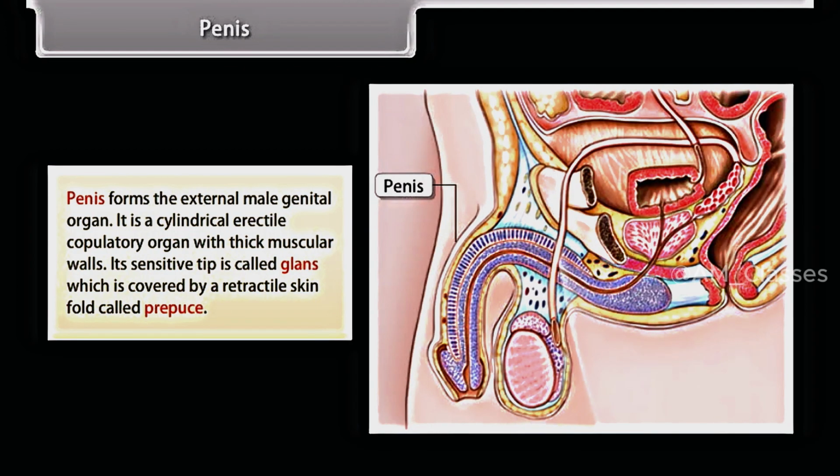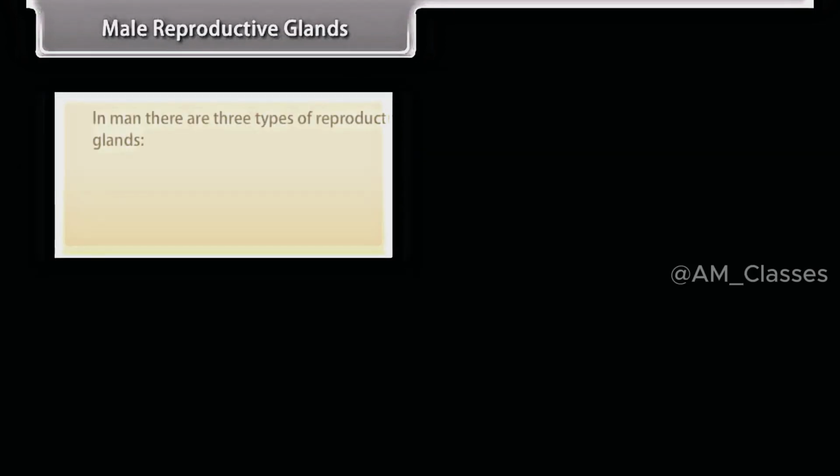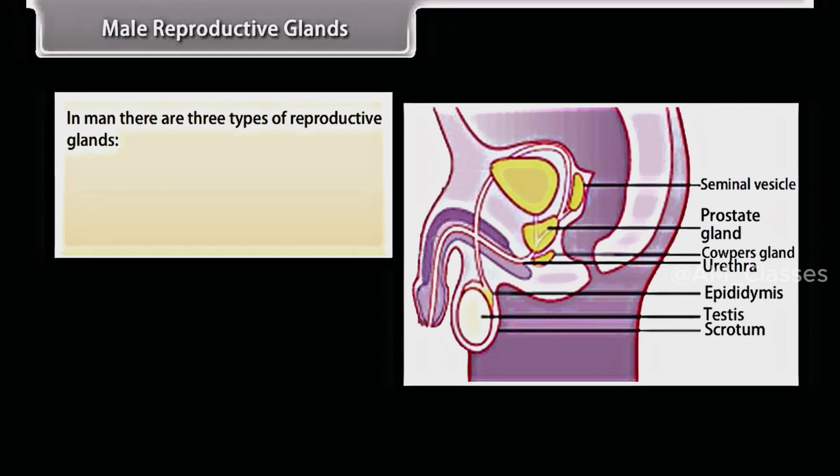Penis. Penis forms the external male genital organ. It is a cylindrical erectile copulatory organ with thick muscular walls. Its sensitive tip is called glans, which is covered by a retractable skin fold called prepuce. Male reproductive glands. In man there are 3 types of reproductive glands: seminal vesicles, prostate gland, and Cowper's glands.